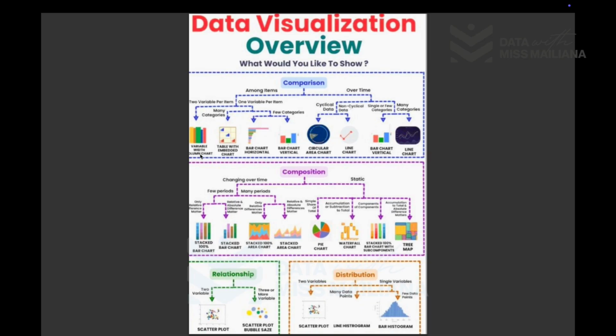The rest, like variable width, circular area chart, table width and all that, are not really important. So they are the minor ones. The major ones are what? Bar chart, column chart, and line chart.